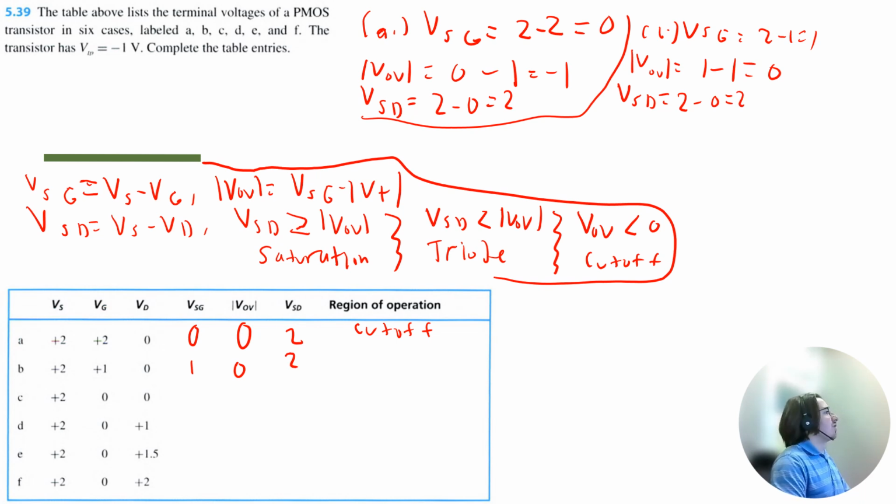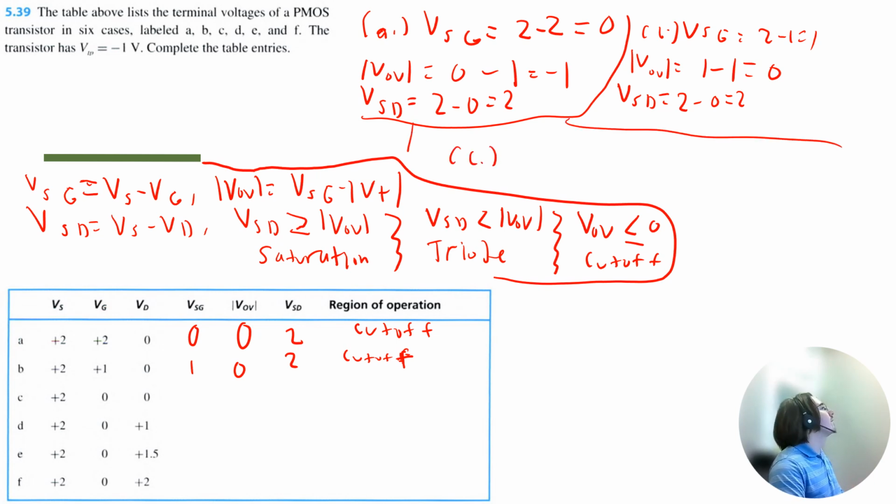For region of operation, I'm going to say cutoff. It's very close to triode region, but we're just going to say cutoff. It's really if it's less than or equal to 0.